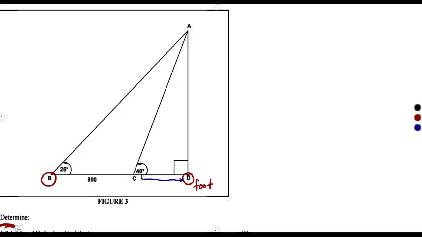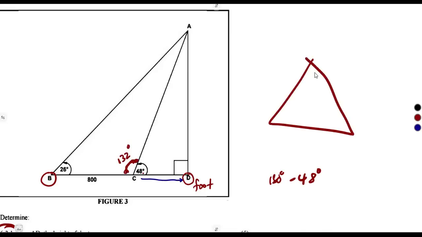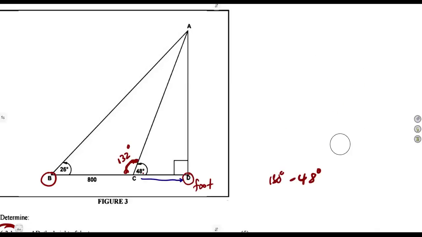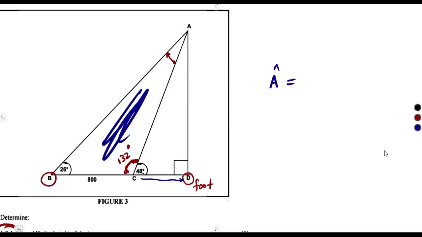Let's figure out. We have the 48 degrees. Remember, angles on a straight line add up to 180 degrees. So 180 minus 48 is 132 degrees, so this angle here is 132 degrees. We know that angles in a triangle add up to 180 degrees, so you can determine the angle at A inside this triangle. Angle A of this triangle, let's just call it what?